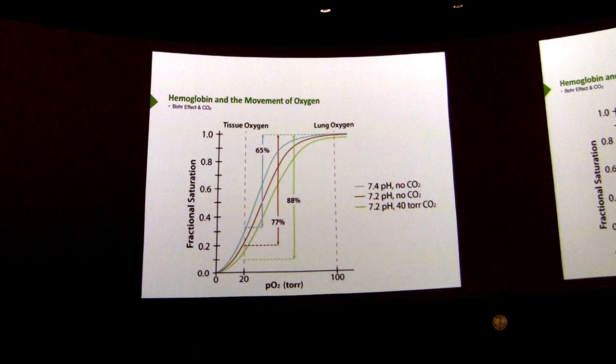The blue line on the left, pH 7.4, no carbon dioxide. If we change the pH simply to 7.2, still have no carbon dioxide, we see that the curve shifts to the right, meaning release of some oxygen, less affinity. However, if we take it at 7.2 and we add carbon dioxide, we see it shifts even further to the right. We have the green line that's shown there. Meaning, carbon dioxide and protons both favor the release of oxygen from hemoglobin, and the cell's needs are being met.